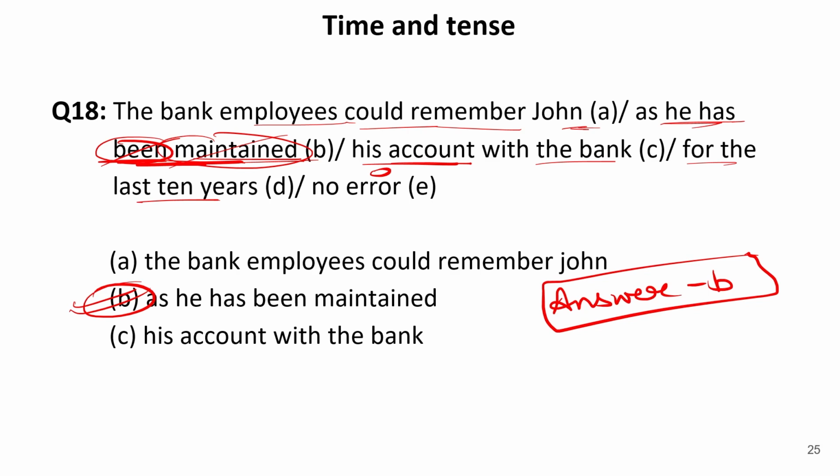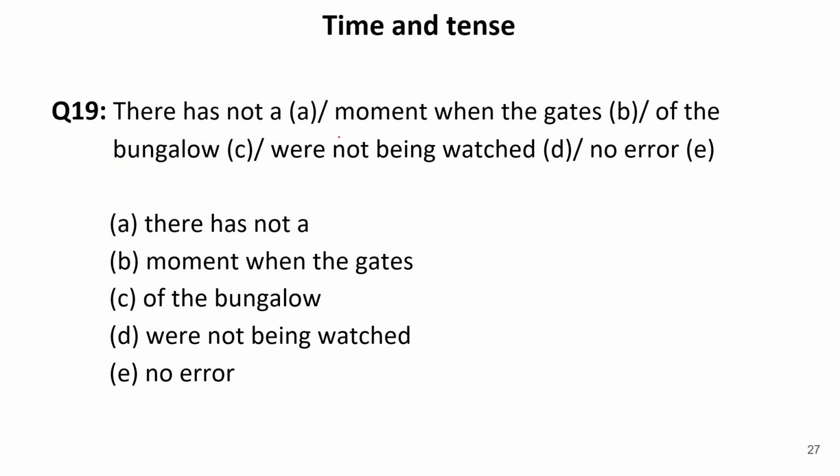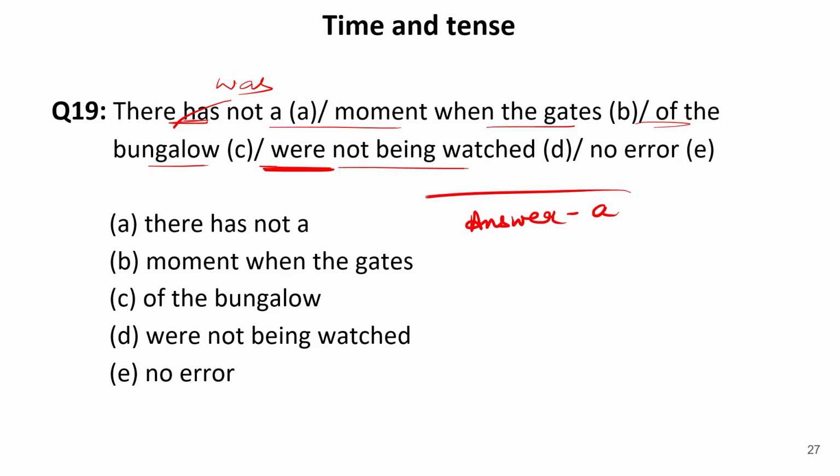Now let us move to the next one. There has not a moment when the gates of the bungalow were not being watched. Now, if the sentence is in past tense, "there has not a moment" is incorrect. So, there was not a moment when the gates of the bungalow were not being watched. So the error is in part A. So our answer is A. "Has" shows the possession verb, whereas "was" is actually what is needed over there.